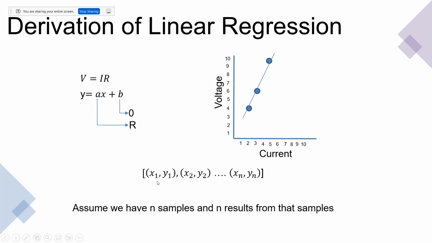Okay, so let's say we have x and y values. We have n x and y values from our observations. Assume that this is the current 1, voltage 1, current 2, voltage 2, current n, voltage n, right? So this is observation, this is measurement. Observation, measurement. And we would like to create a mathematical model, which is a line in our case, by using these x and y values. Okay?